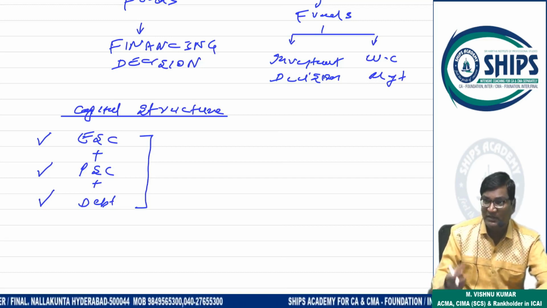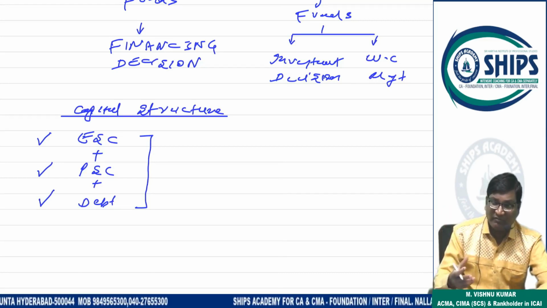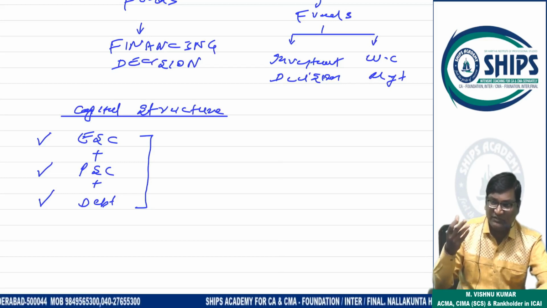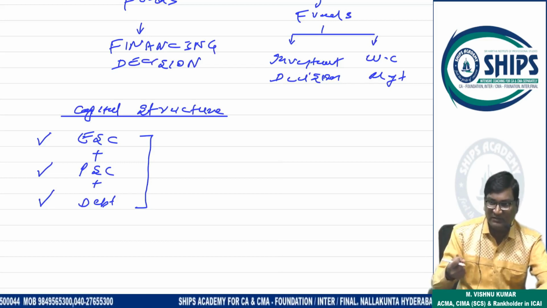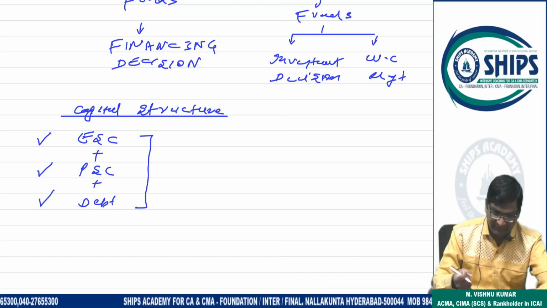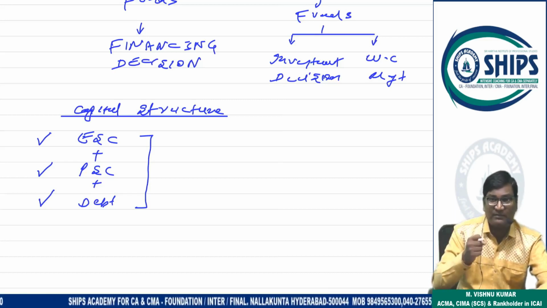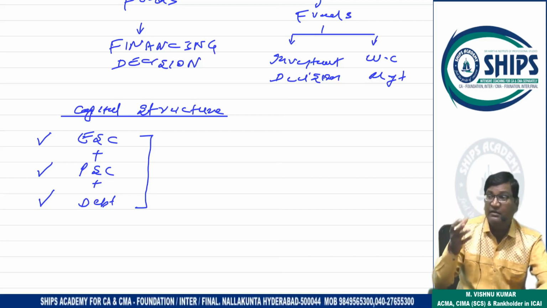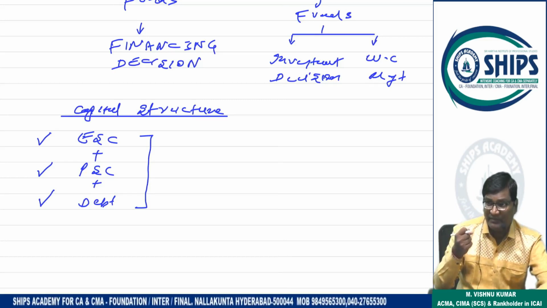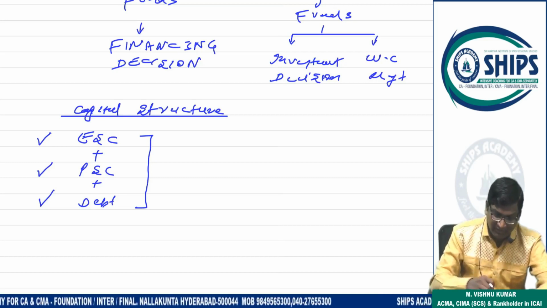This is called what? Capital structure. It means the different types of sources from which the company has raised the funds. That's why this is called capital structure: what is the structure of their funding? So this is termed capital structure.